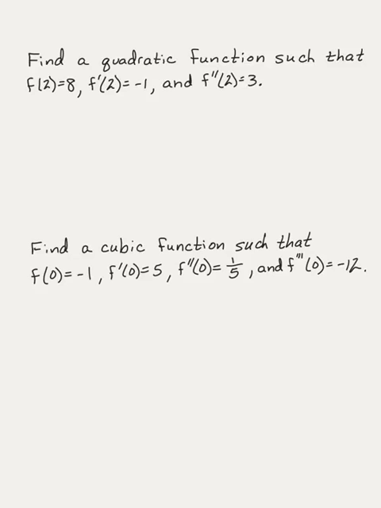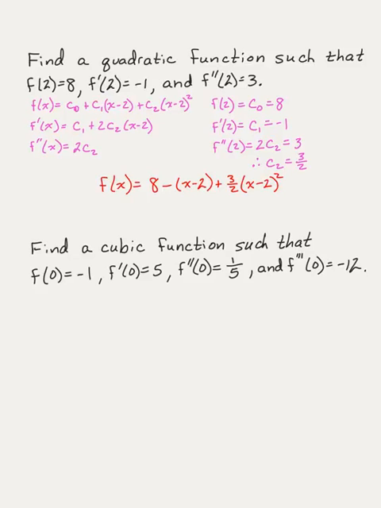All right, so the next one says find a quadratic function such that f of 2 is equal to 8, f prime of 2 is equal to -1, and the second derivative of f at 2 is 3. All right, so what I want you to do is pause the video and work this problem out, and then unpause and see if you have the same result.